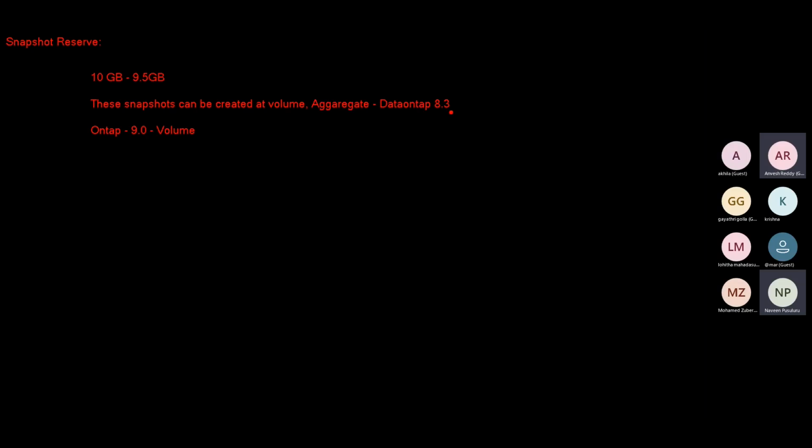I forgot in which ONTAP versions they actually removed it. I think not 8.3. I think till 7.3 only you have aggregate level snapshots. I think from 8.0, I'm not sure. I need to check that, or else you Google it, you'll get it. No one will ask you these questions, but yeah. Only volume level snapshots are available now.